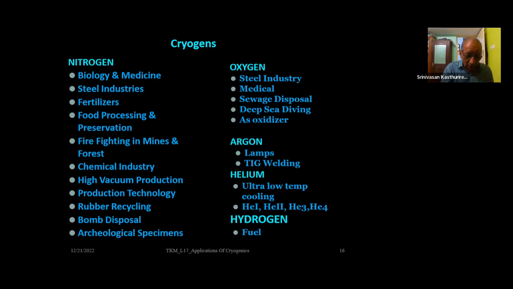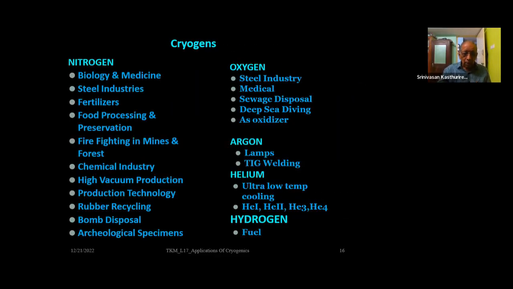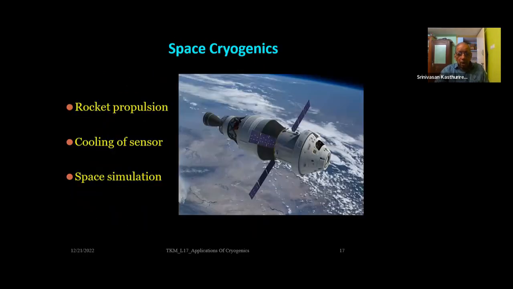Then we have hydrogen. Hydrogen is used for a number of applications. We use hydrogen for space applications as a fuel, and also oxygen as an oxidizer. So these are the applications of the cryogens like nitrogen, oxygen, argon, helium, and hydrogen. Let us look at the applications one by one.